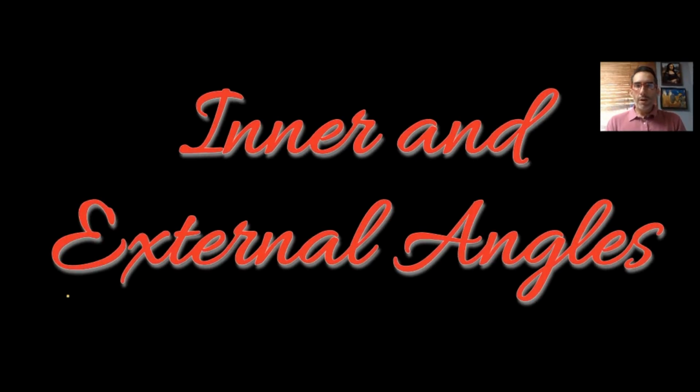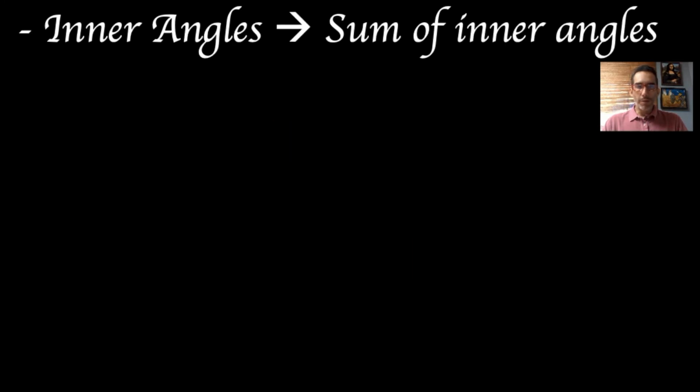Okay, so this is our new topic in geometry, and it's what I call the inner and external angles. So here we're talking about inner and external angles on any polygon: a triangle, a square, a heptagon, an octagon, etc. There are a couple of things that I would like you to remember. The very first one, let's talk about inner angles. And what is the sum of the inner angles?